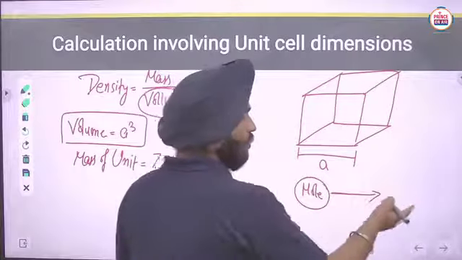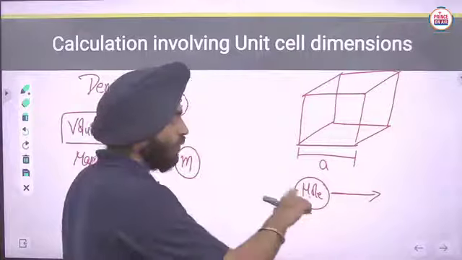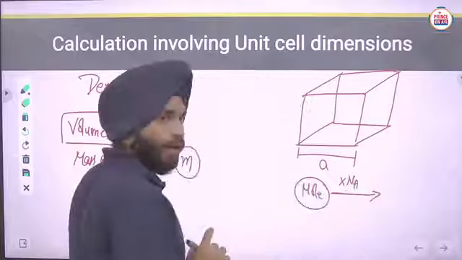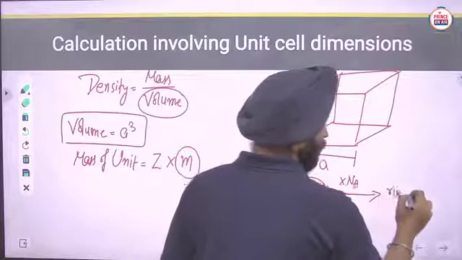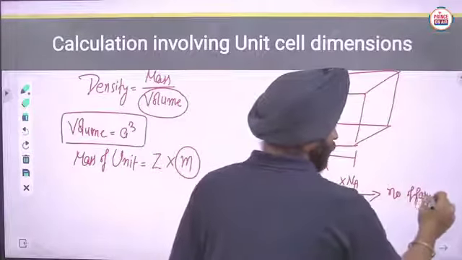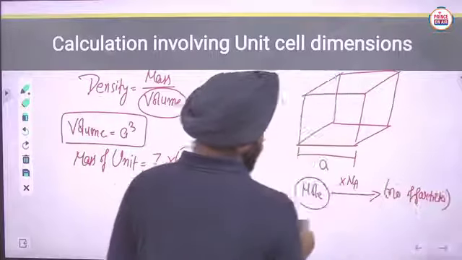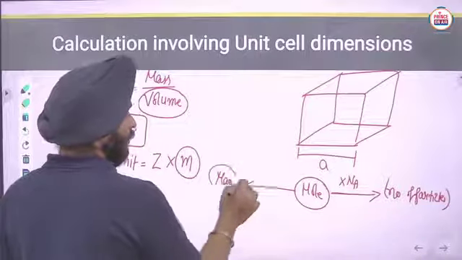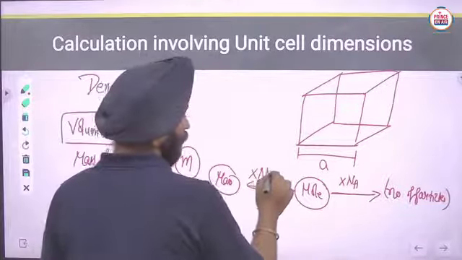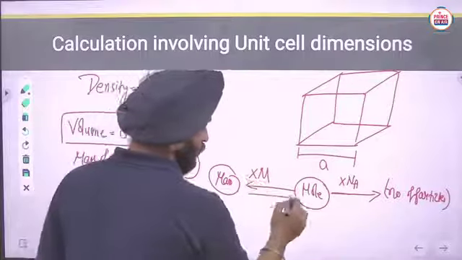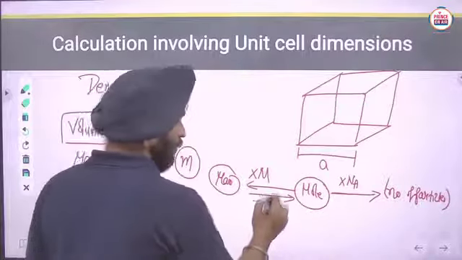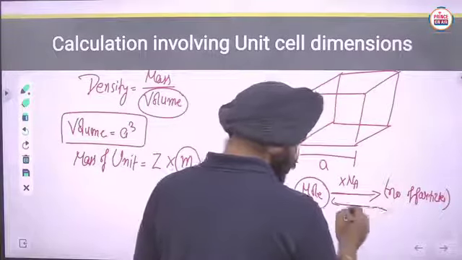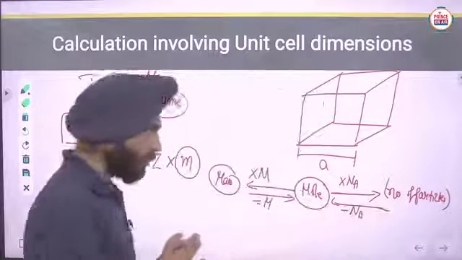Okay, if you have the number of moles, to calculate the number of particles you have to multiply it by Avogadro's number, then you will get the number of particles. And if you have the number of moles and you want to calculate the mass, you have to multiply it by molar mass. If you want to calculate the number of moles from mass, you have to divide it by molar mass, and if you calculate the number of moles from the number of particles, you have to divide it by Avogadro's number.